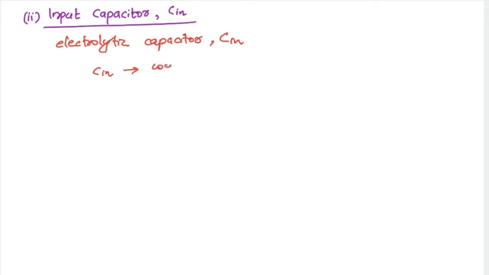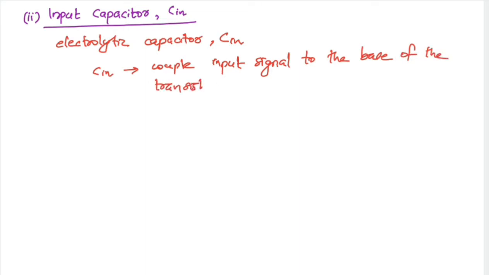Cin is used to couple the input signal to the base of the transistor. So I think this point is clear.